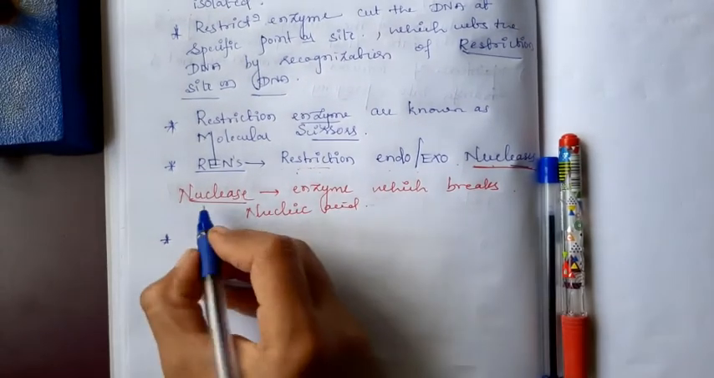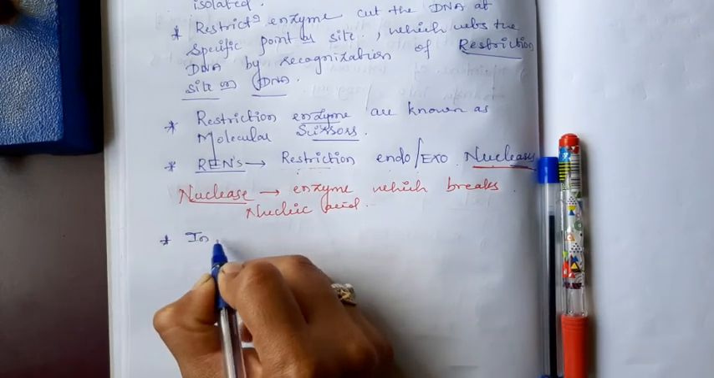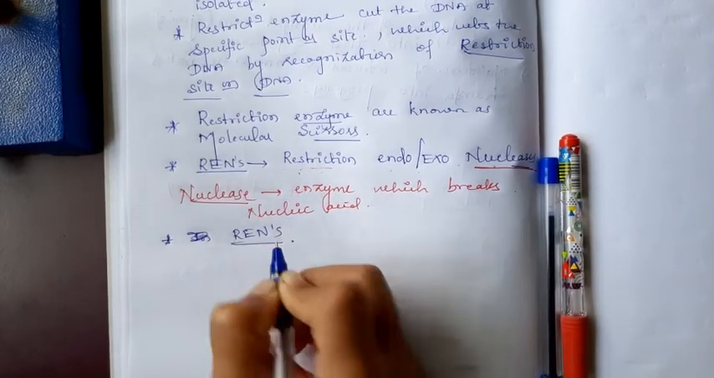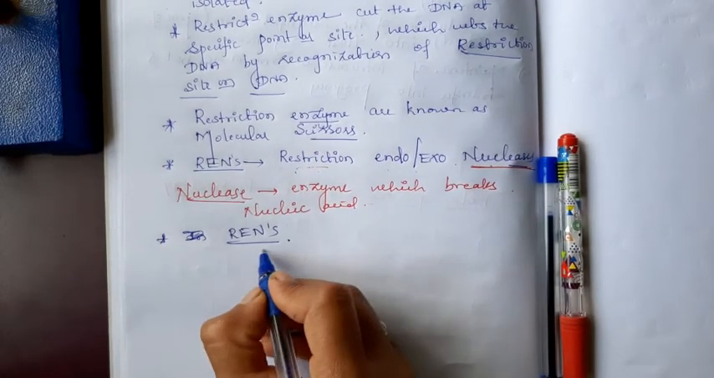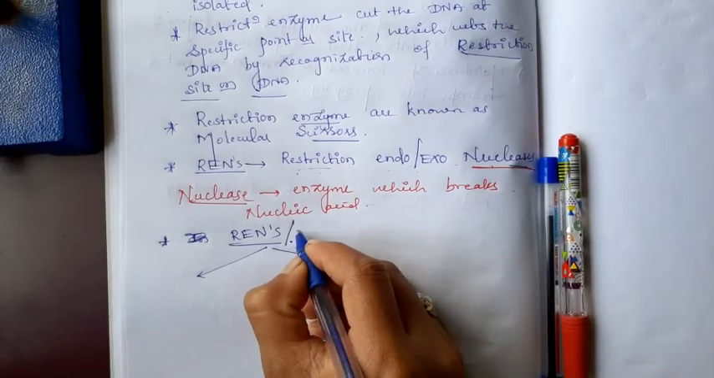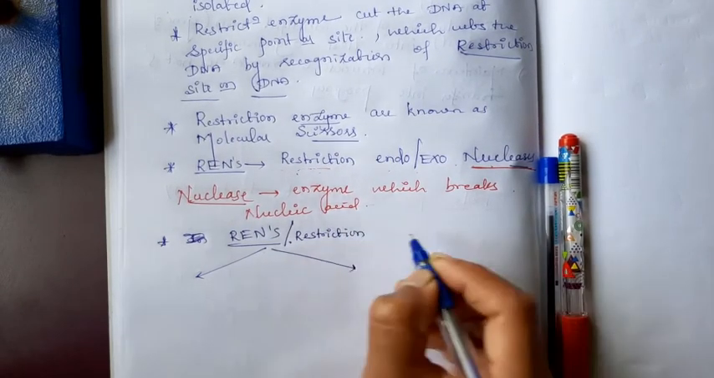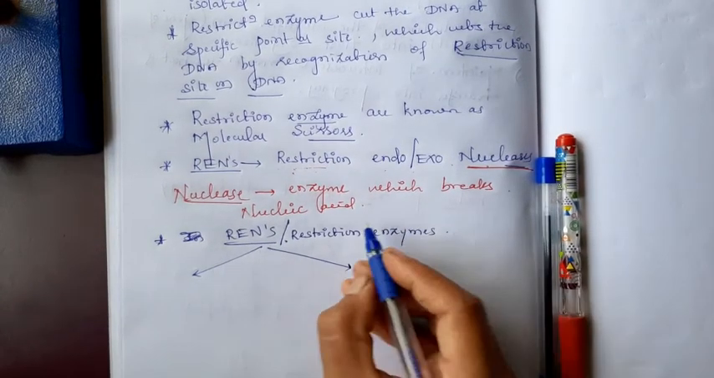Okay. In RENs, usually a REN is a restriction endonuclease or a restriction exonuclease. There are two types usually. RENs are of two types, or restriction enzymes are of two types. I will write here: restriction enzymes are two types.